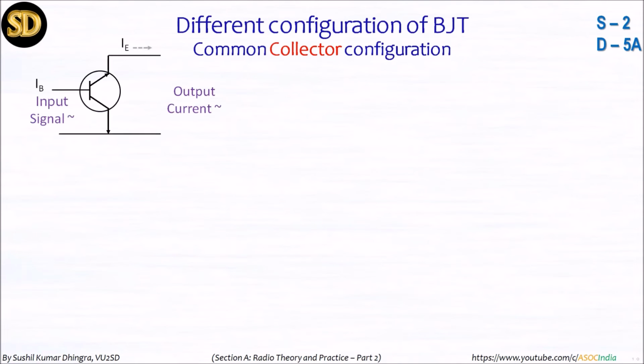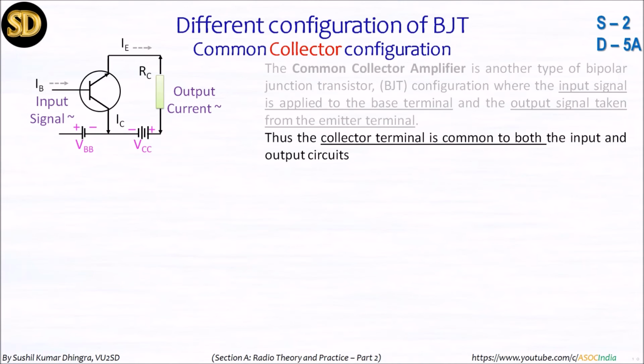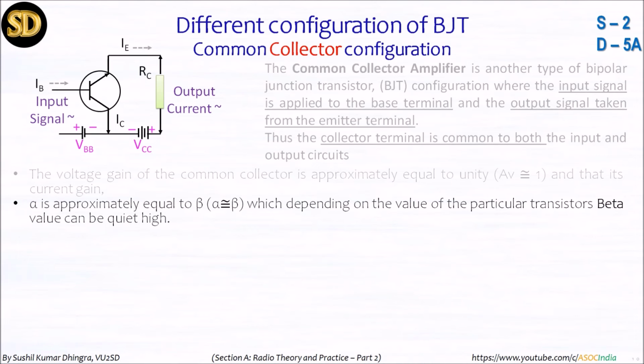So this is a diagram of common collector configuration. This is another type of bipolar junction transistor where the input signal is applied to the base terminal and the output signal is taken from the emitter terminal. Thus, the collector terminal is common to both the input and the output circuits. The voltage gain of the common collector is approximately equal to unity, and its current gain is approximately equal to beta, which depends on the particular transistor's beta.